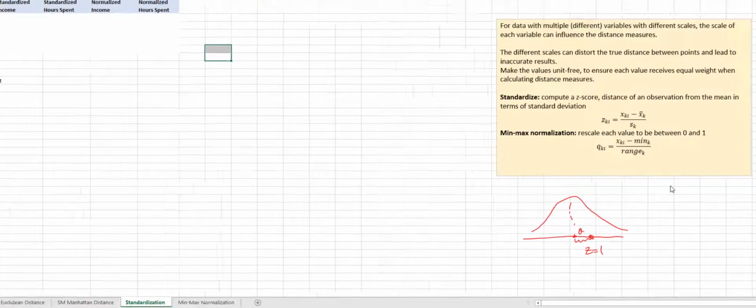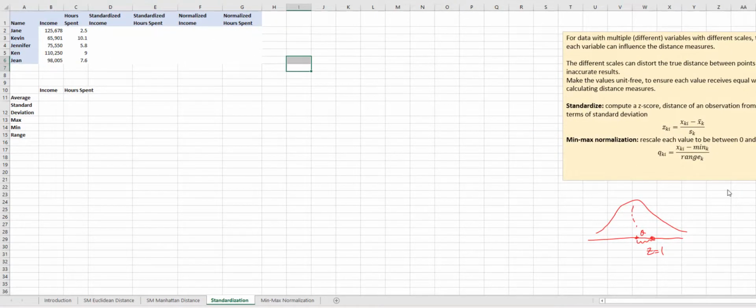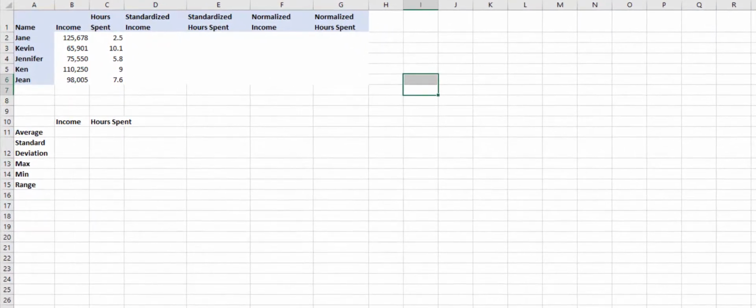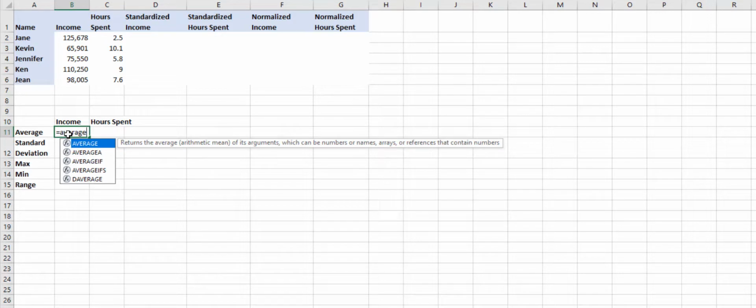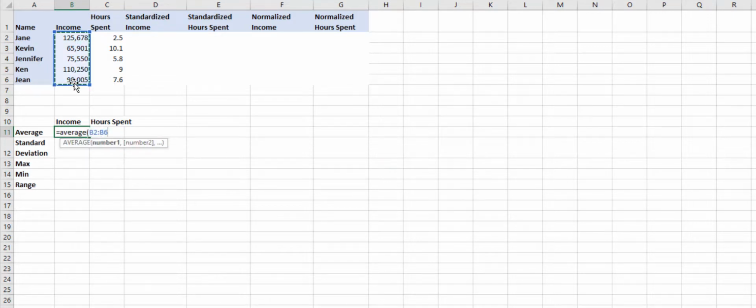In order to find the z-score for any observation, we need to calculate the average and the standard deviation of the variables. So we have here income and hours spent data. First, we are going to standardize income and then we standardize hours spent. In order to standardize observations for income, we first calculate its average and the standard deviation. Here, equal sign and then average. We select the data and close the parentheses.